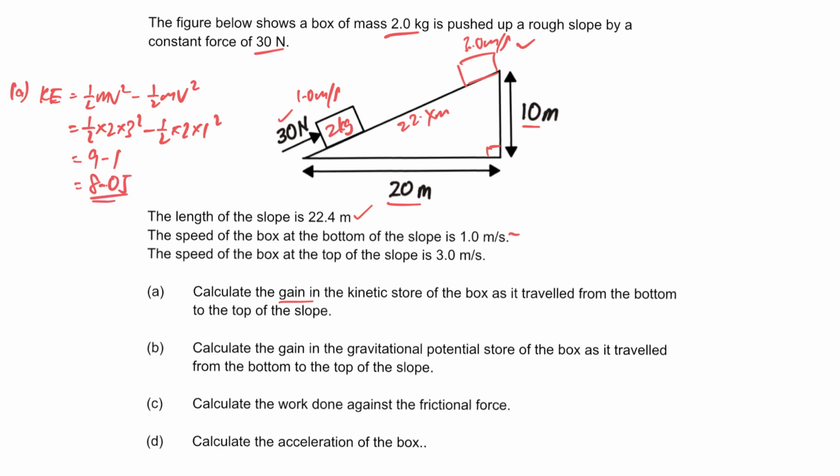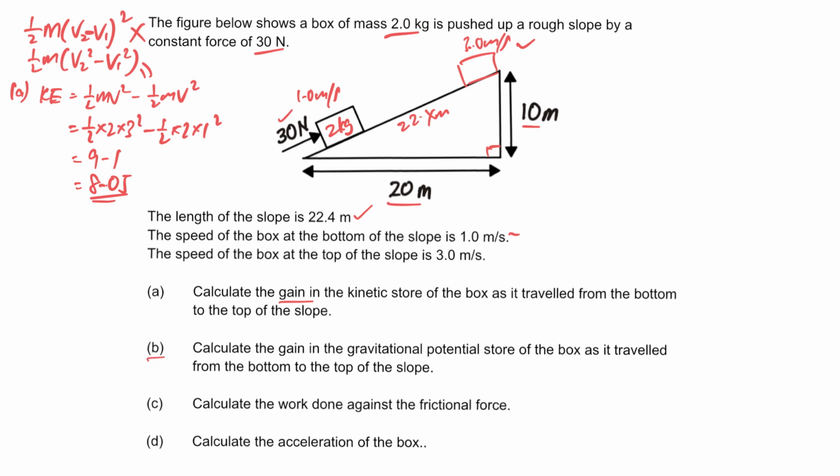Very straightforward. But one common mistake by students is they find the gain in KE as half times mass times the change in the speed, V2 minus V1, and then square it. This is wrong, because that is not the same, unless you write half times mass times V2 squared minus V1 squared. Then that will be similar. So do take note of this and don't make this careless mistake.